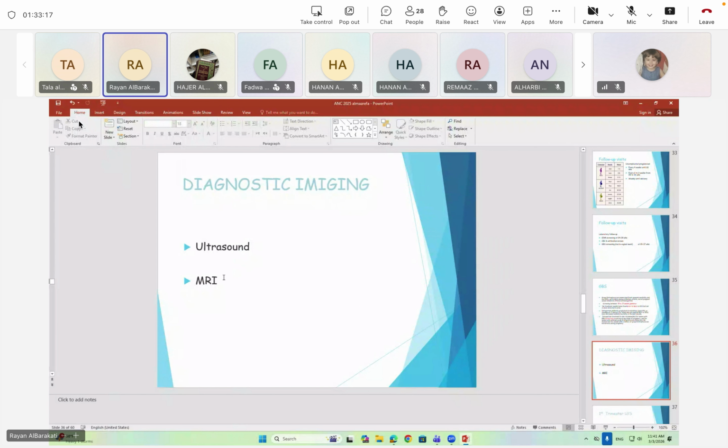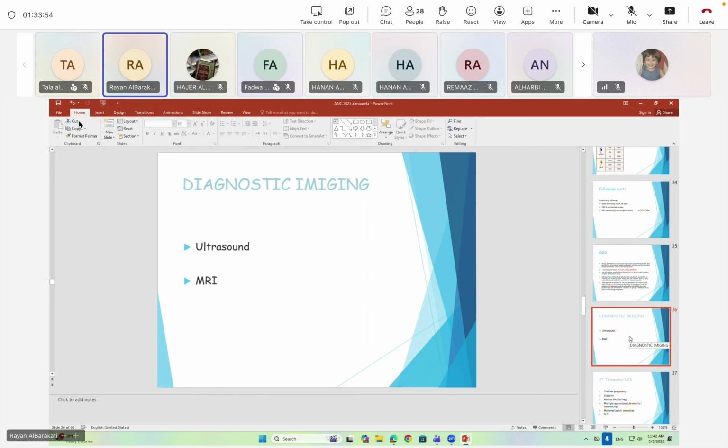For diagnostic imaging, we do ultrasound or MRI. Both are safe in pregnancy. However, the most affordable, accessible, and easiest is ultrasound. MRI is reserved for cases with risk of abnormal placental attachment, like placenta previa or accreta, or if the fetus needs more detailed scanning or there are multiple anomalies. You might consider MRI, but the gold standard for a pregnant lady is ultrasound.